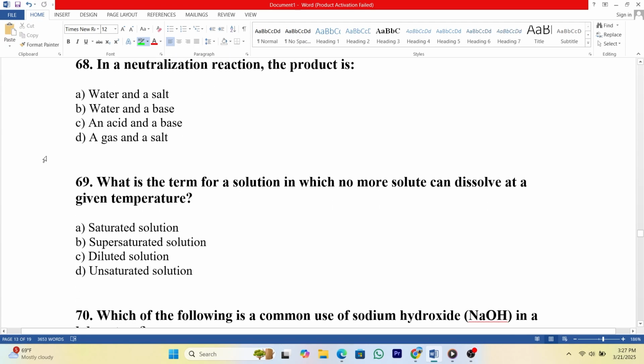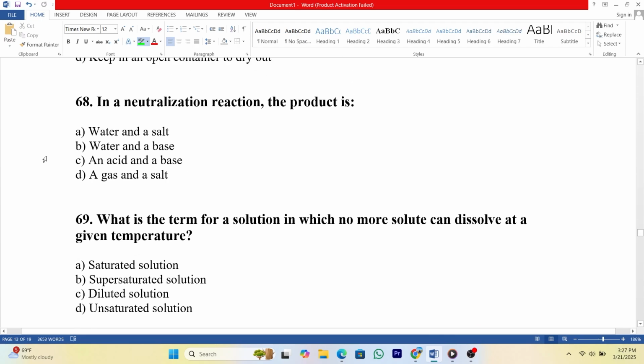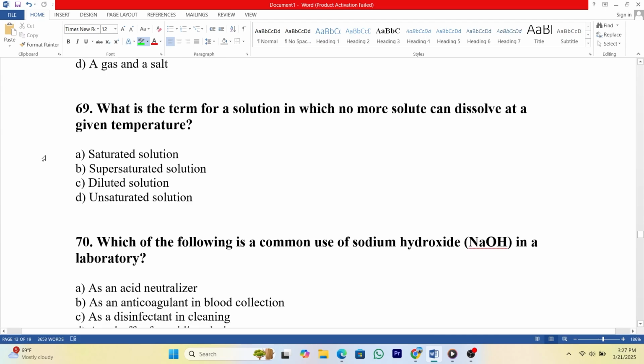68. In a neutralization reaction, the product is A. Water and a salt. B. Water and a base. C. An acid and a base. D. A gas and a salt. Answer: A. Water and a salt.